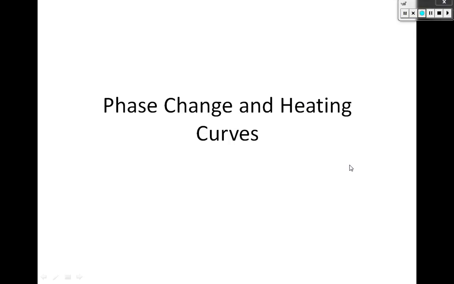These are notes on phase change and heating curves. So we've already learned a lot about phase change and absorbing energy and releasing energy as that phase change happens. So now we're going to apply it to the heating curves that we made for water.